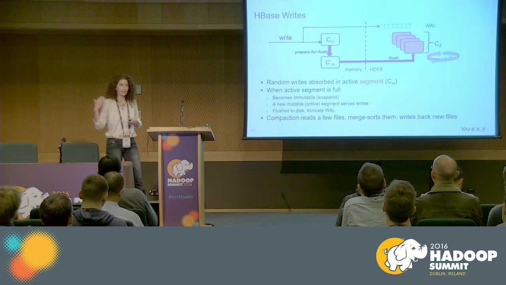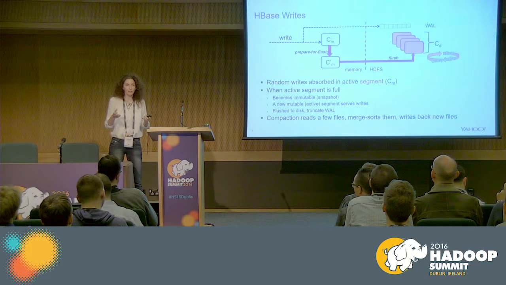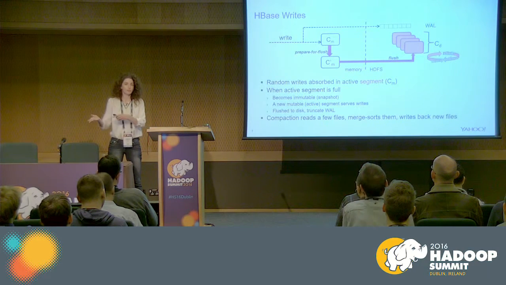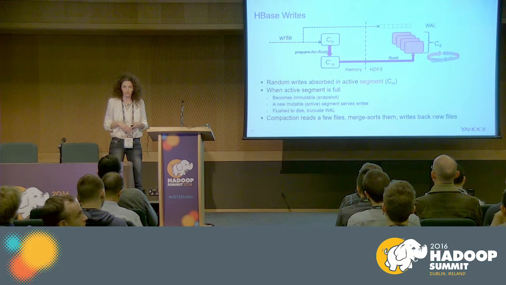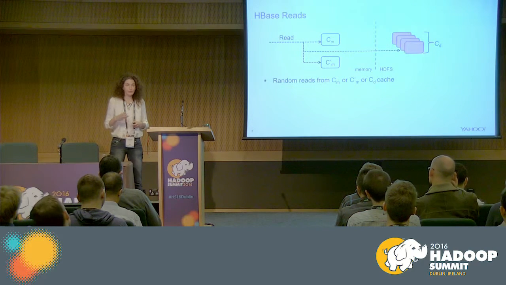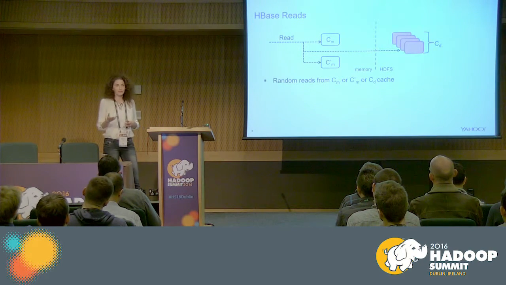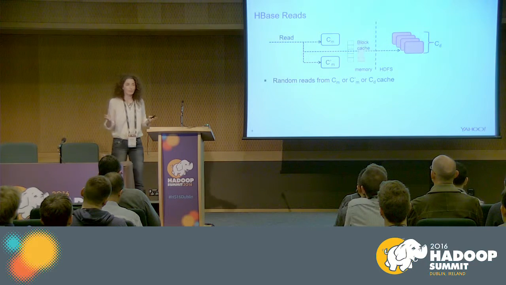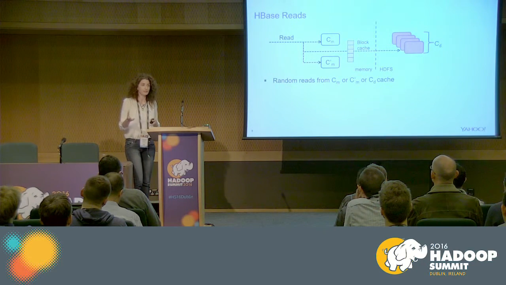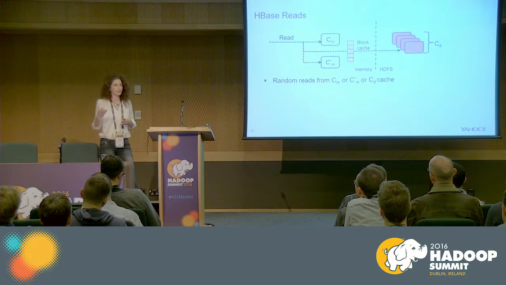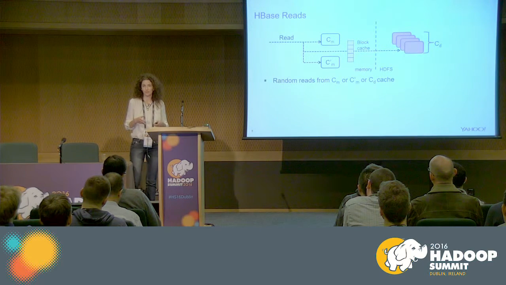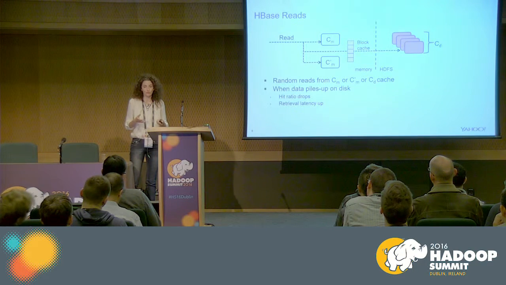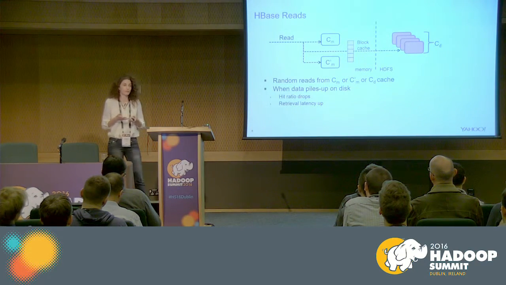And in the background, we have disk compaction, which takes a few files and rewrites them after merging them back to the HDFS file system. A read operation in HBase accesses both the active segment as well as the snapshot segment, and also the files on disk. And when the dataset is small enough, it may find it in the cache. In HBase, the application level cache is called block cache. But when the data becomes bigger and cannot fit into the block cache, the hit ratio drops and the reads become slower.